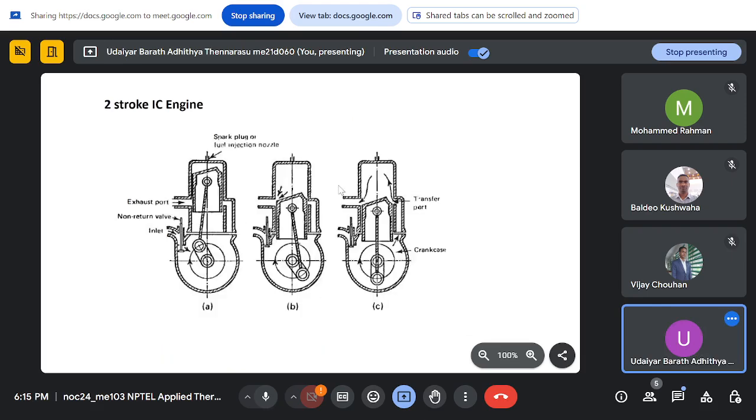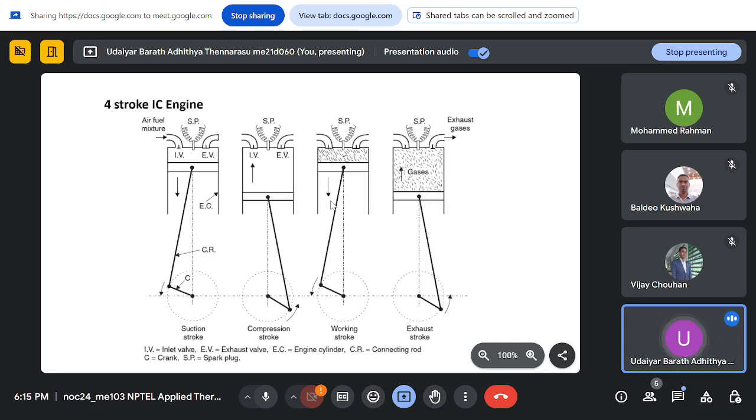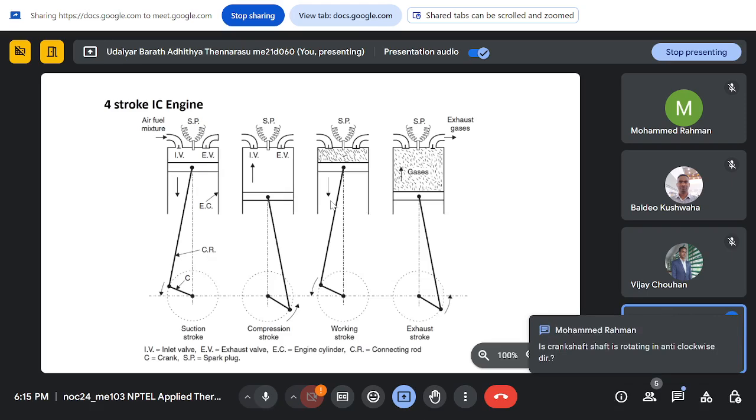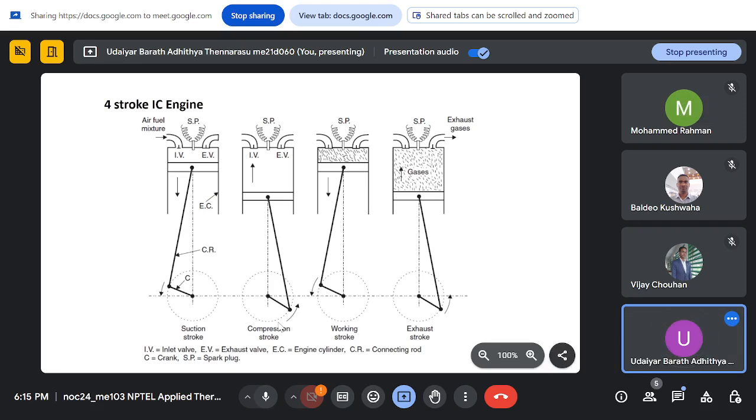In the case of a four-stroke engine, there may seem to be a confusion in the diagram, but it is correct. Everything goes in the anti-clockwise direction as per the diagram.